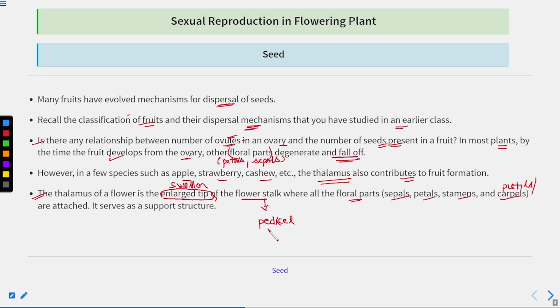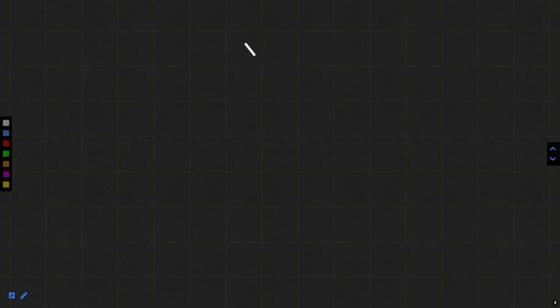And what is the name of the flower stalk? It is the pedicel. So, thalamus looks like this. Okay, it is swollen. Okay, this is the flower tip known as the pedicel. So, this region is known as the thalamus, the swollen region. This is known as the thalamus.